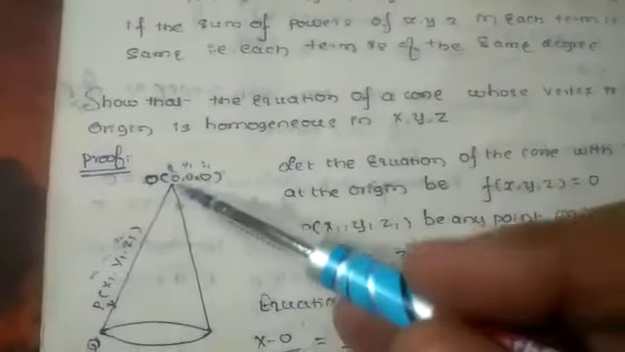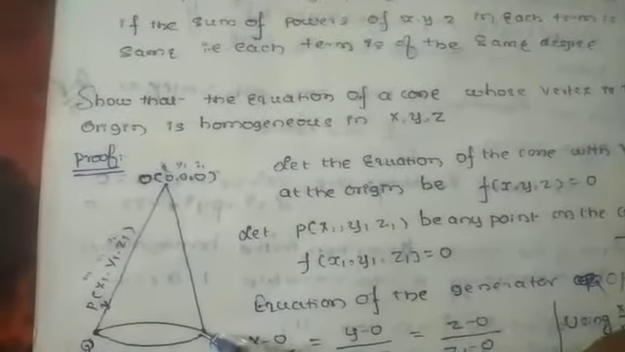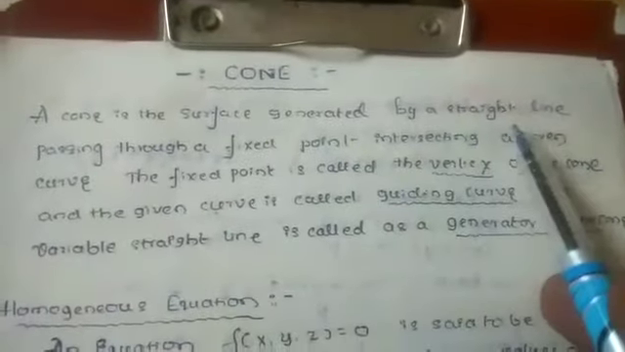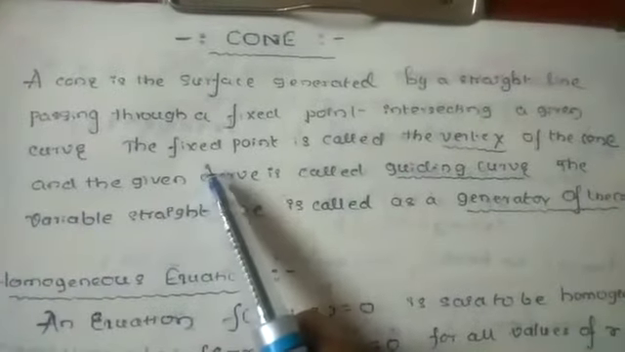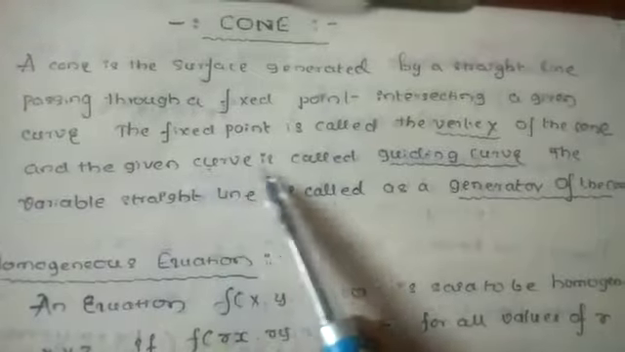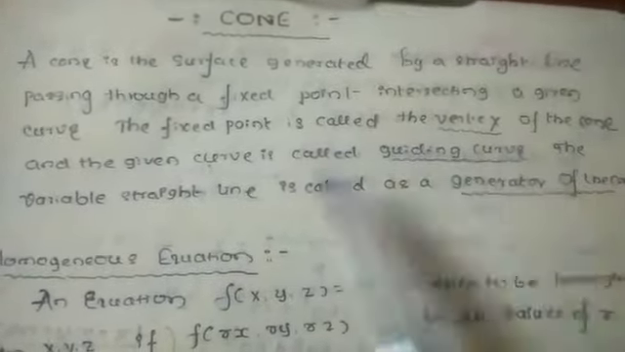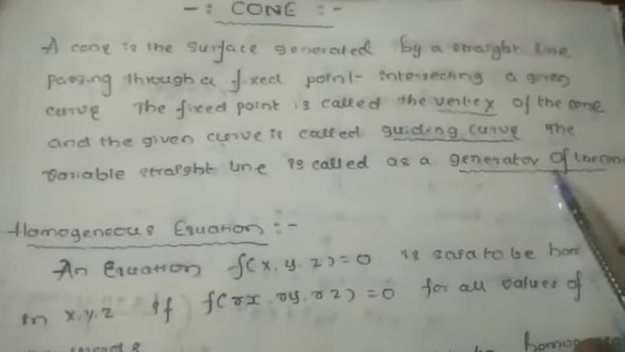These generator lines meet a curve, and this curve is called the guiding curve. A cone is the surface generated by a straight line passing through a fixed point intersecting a given curve. The fixed point is called the vertex of the cone and the given curve is called the guiding curve. The variable straight lines are called generators of the cone.